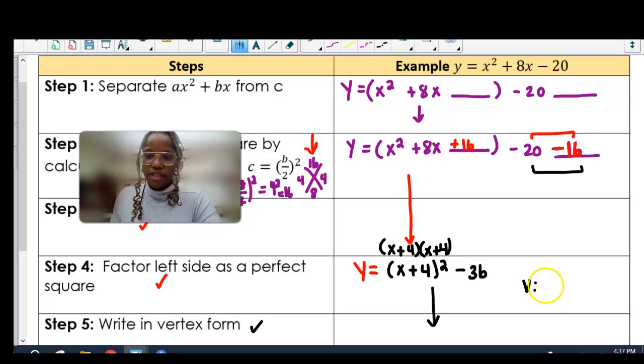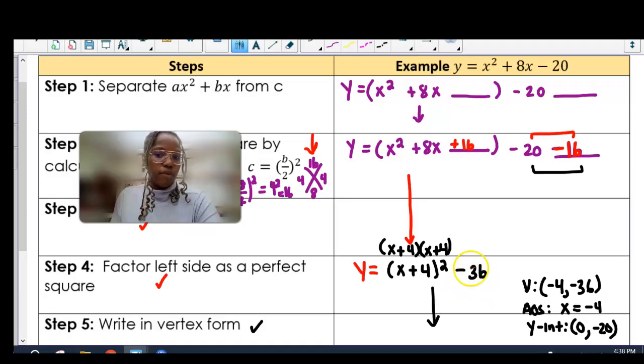So my vertex here is going to be negative 4, negative 36, and my axis of symmetry is going to be x is equal to negative 4. And just like we said at the beginning, the y-intercept can come straight from standard form: it is 0, negative 20. Never this, negative 36. That just means it's going to go as low as negative 36.